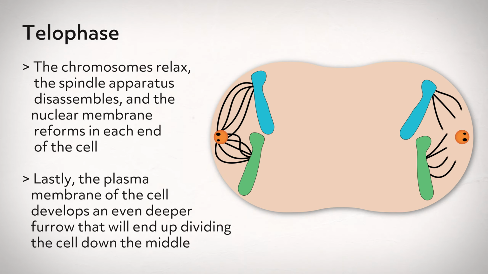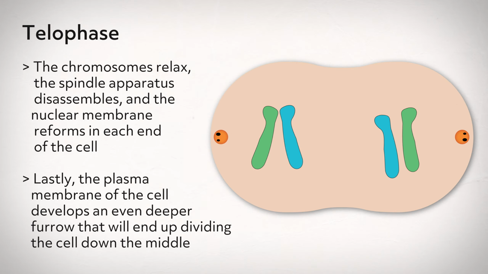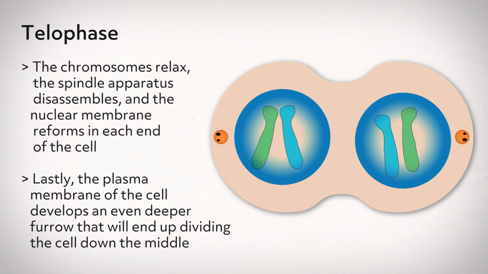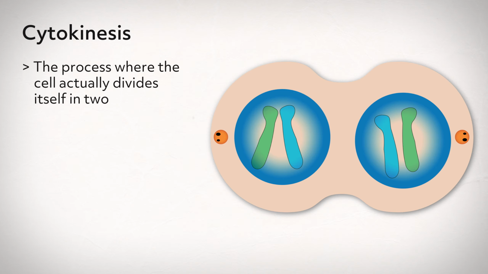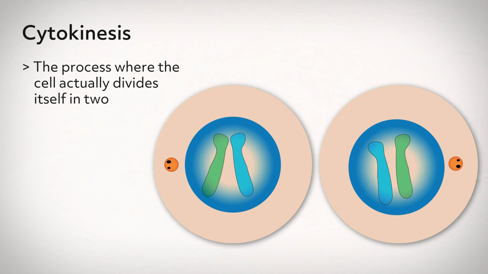Lastly, there's telophase. The chromosomes relax, the spindle apparatus disassembles, and the nuclear membrane reforms in each end of the cell. Lastly, the plasma membrane of the cell develops an even deeper furrow that will end up dividing the cell down the middle. The process where the cell actually divides itself in two is called cytokinesis. But this process stands by itself. Mitosis formally finishes up with telophase.